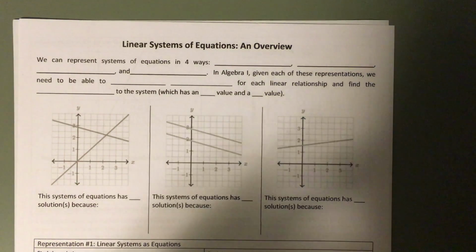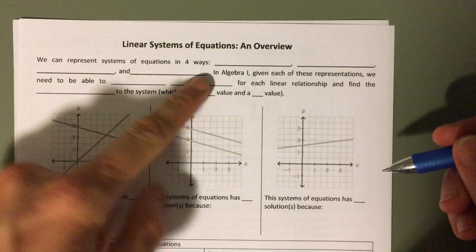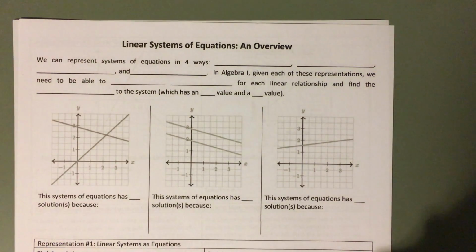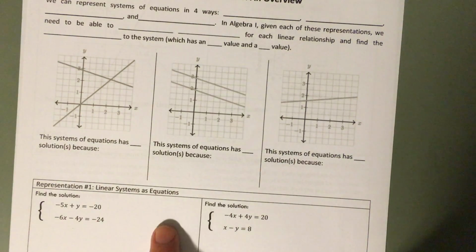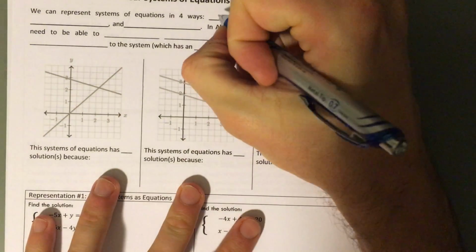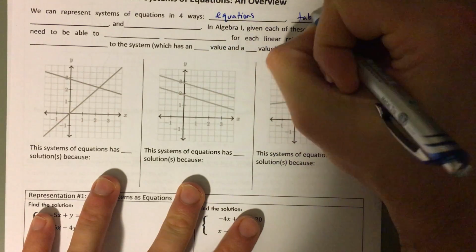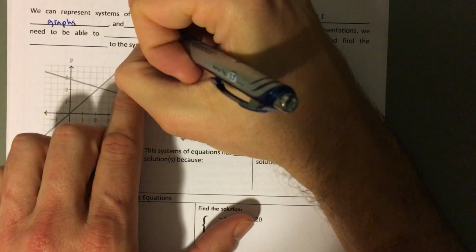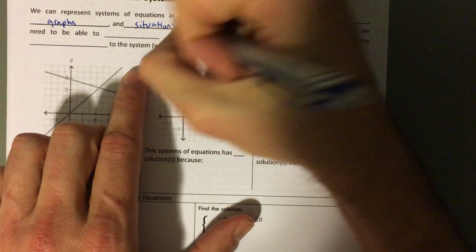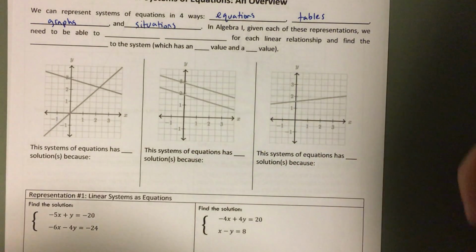This is an overview, so it's just linear systems of equations, and it's all the different ways we could see them. So if you look at your paper, each box is a different representation, so we have equations, we have tables, you'll see graphs, and you could also see situations, so like word problems, right? So those are the four different representations of showing two different lines.